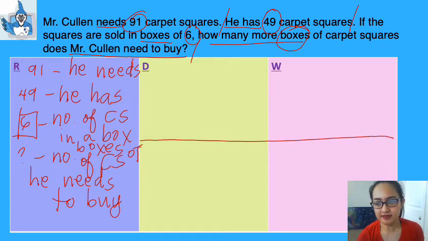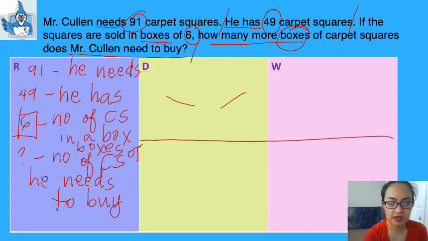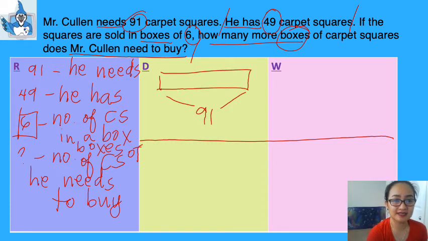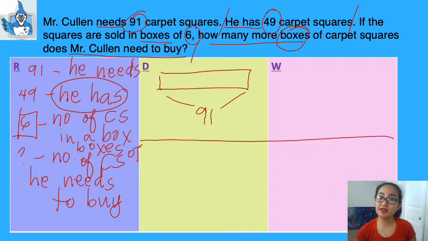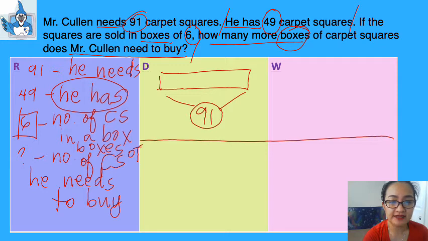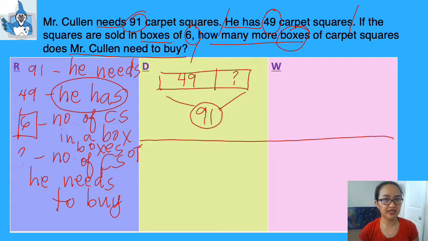Okay, let's divide this. And now let's begin with the 91 that he needs. So we know that that's going to be the total, okay? That's your 91, your total, because that's the total number of carpet squares that he needs. Now, that consists of two things. Something that he has, okay? And something that he needs to buy. So this is what he needs, and what he has is 49, but I don't know how many more he needs to buy. And we can just label that as a C for the unknown number, okay?